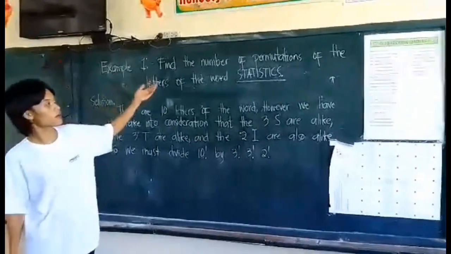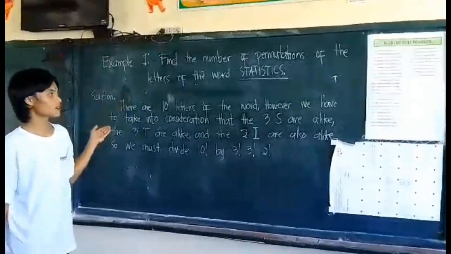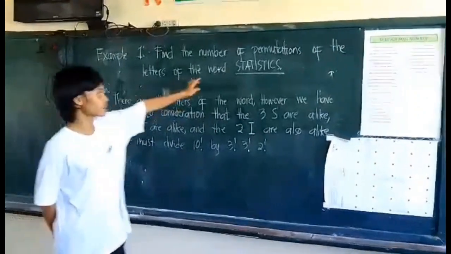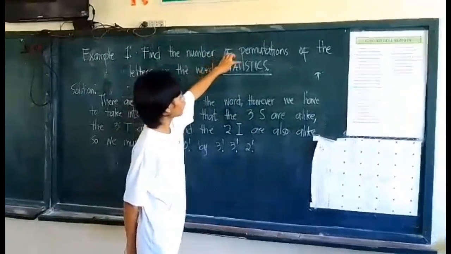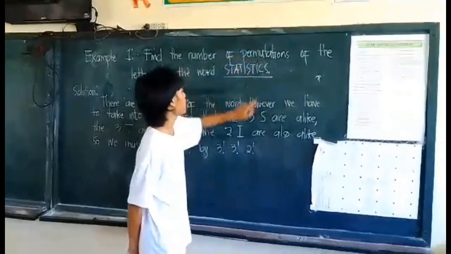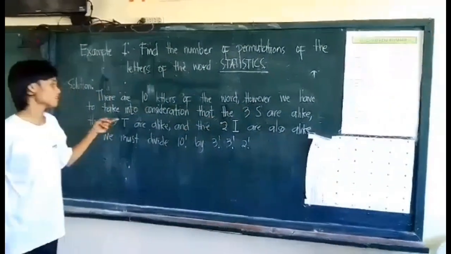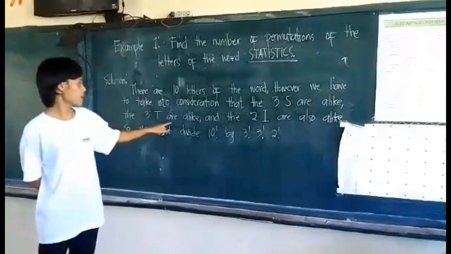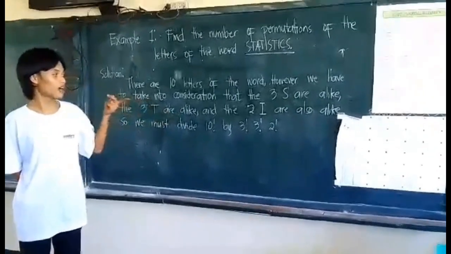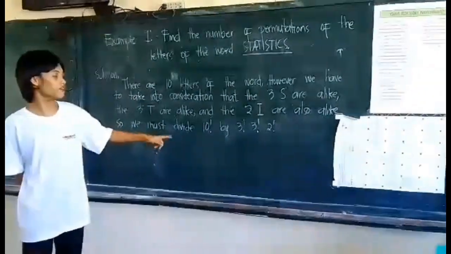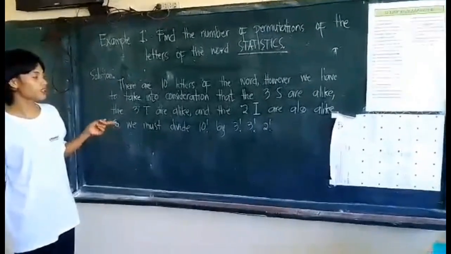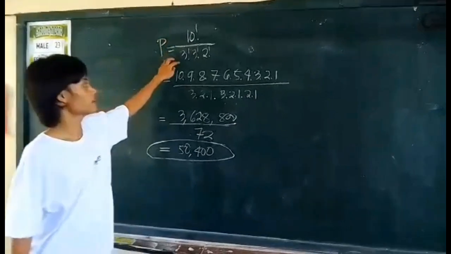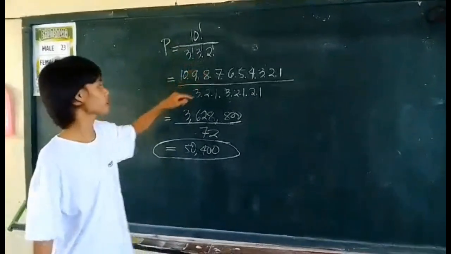Example 1. Find the number of permutations of the letters of the word statistics. So, there are 10 letters of the word statistics: 1, 2, 3, 4, 5, 6, 7, 8, 9, 10. However, we have to take into consideration that the 3 S's are alike, the 3 T's are alike, and the 2 I's are also alike. So we must divide 10 factorial by 3 factorial, 3 factorial, and 2 factorial.